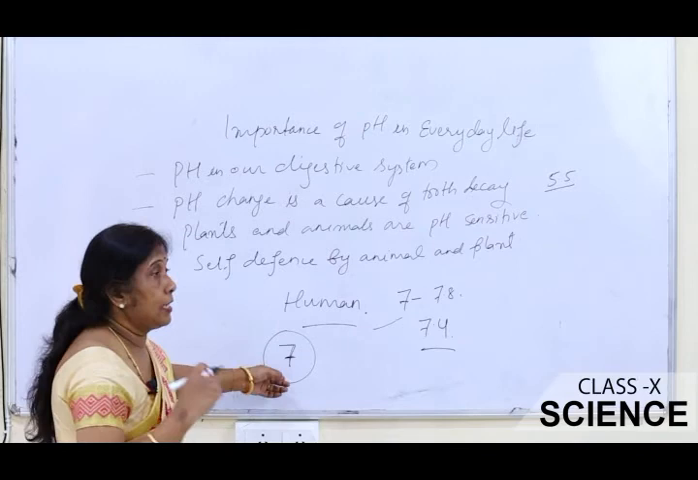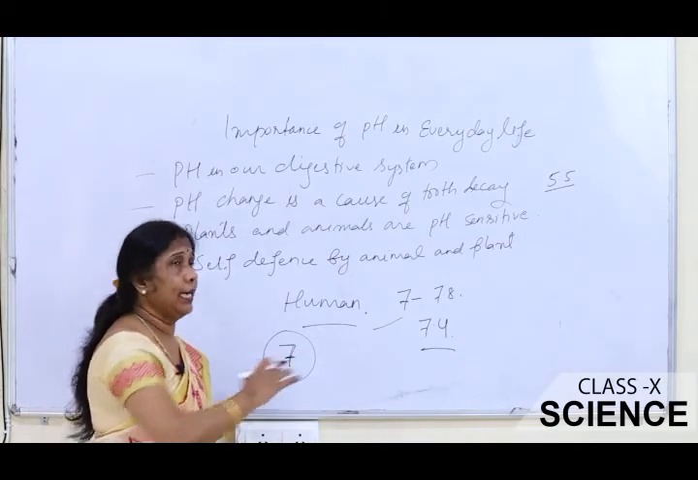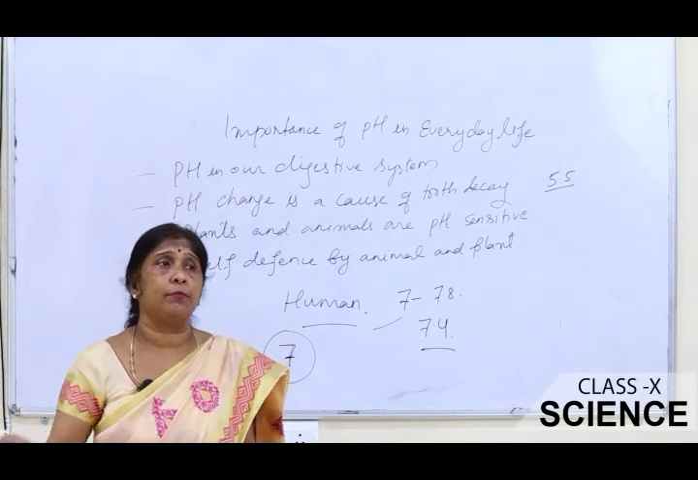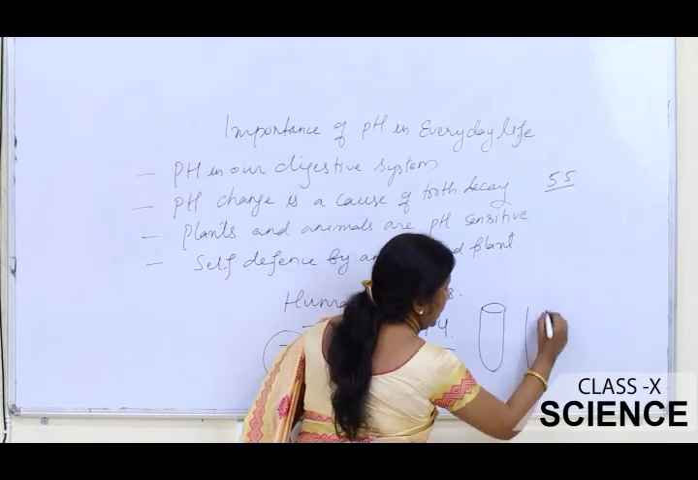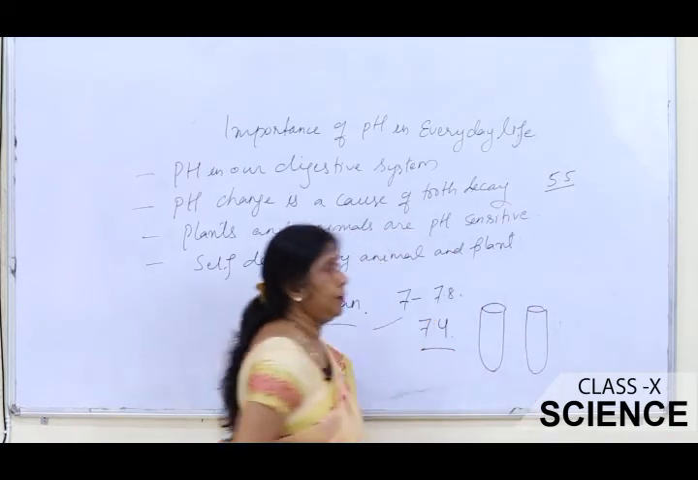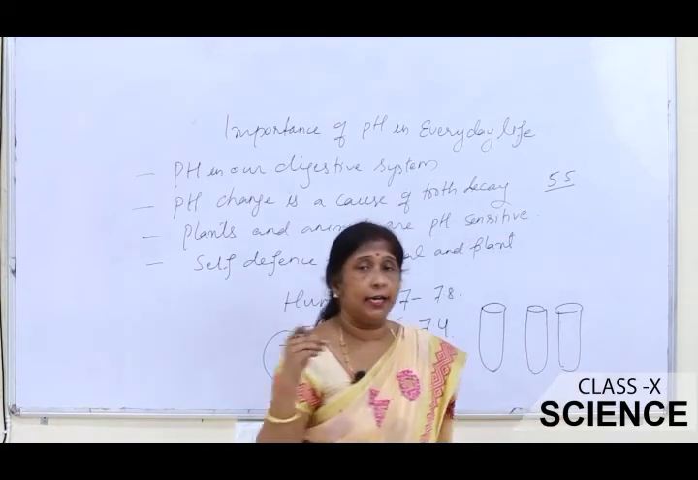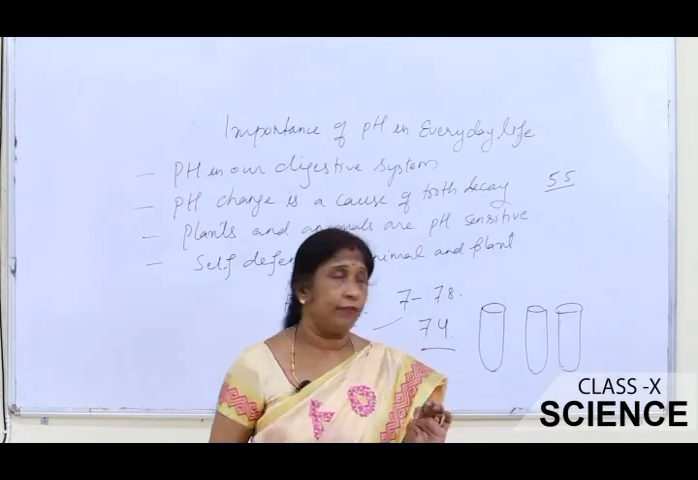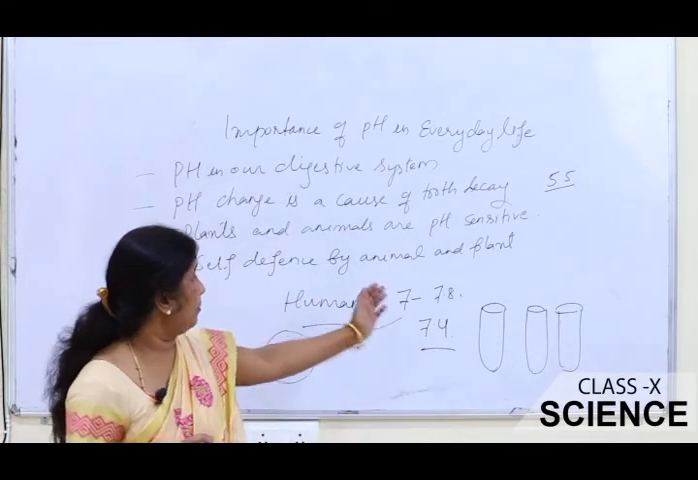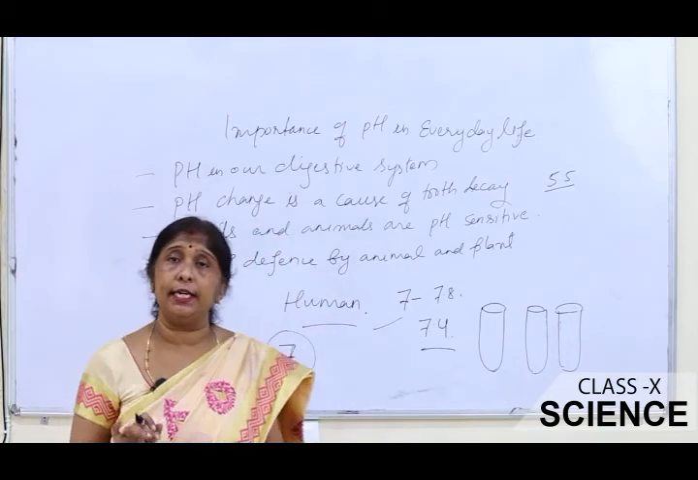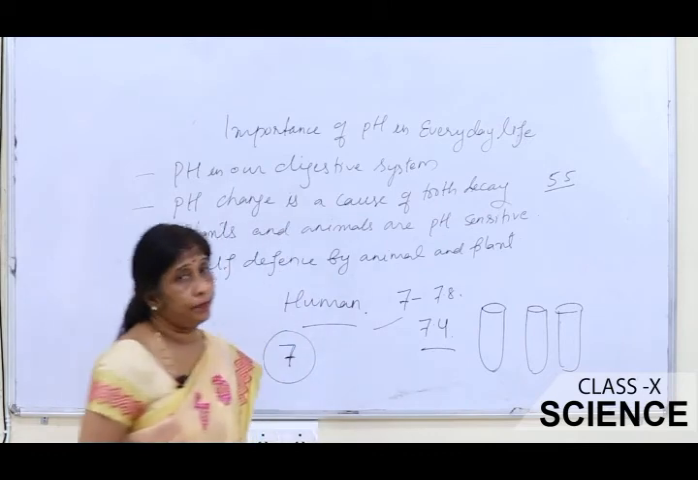Now suppose you want to check whether the soil is acidic or basic. We can collect soil samples from different localities and take them in test tubes, then put some water into it, stir it well, then filter it and obtain the filtrate. This filtrate can be checked with the help of universal indicator or pH paper, right? So it will tell us whether it is acidic or basic, right?